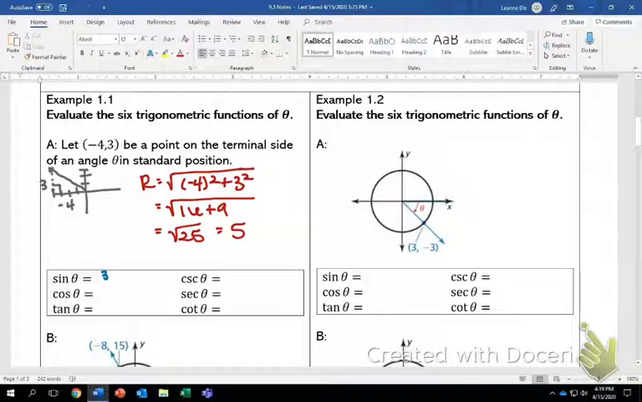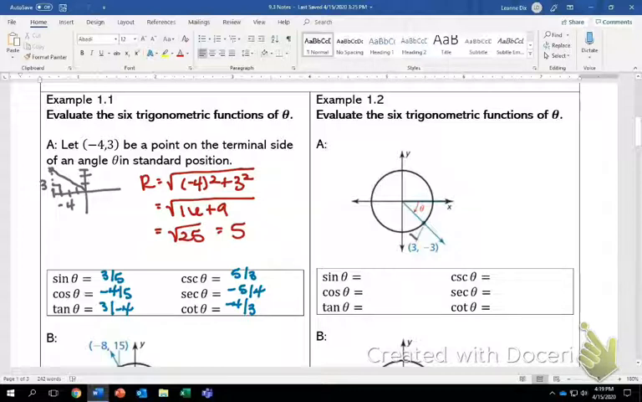So sine would be 3 over 5, and cosine would be, or actually I can do the reciprocal first, 5/3. Cosine will be -4 over 5. Reciprocal would be -5 over 4. And then our tangent is going to be y over x, or 3 over -4, and the reciprocal is -4 over 3. All right, so now we can see that we have our trig functions.